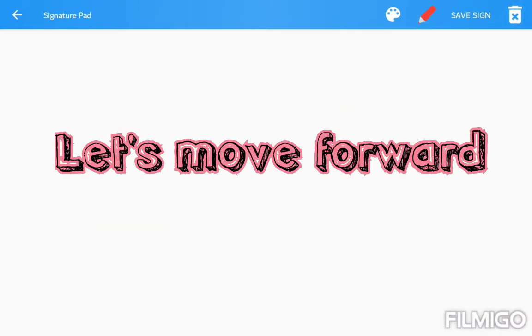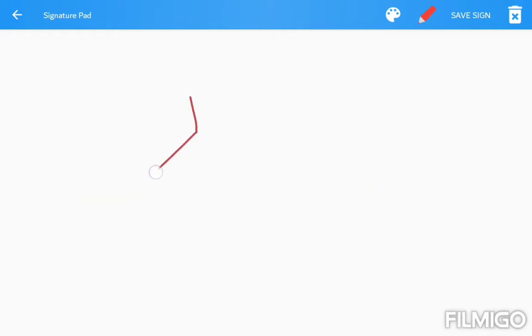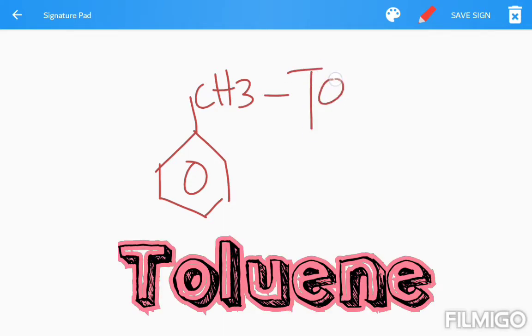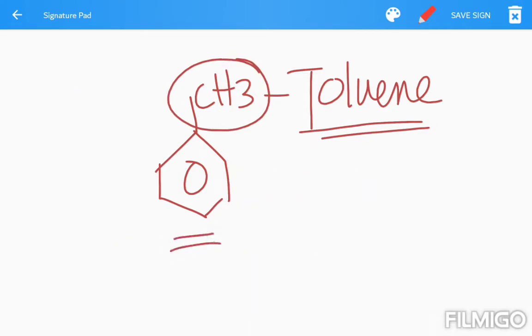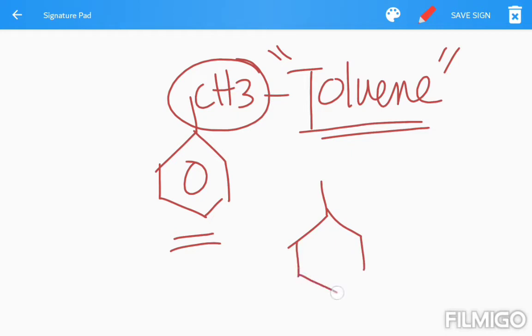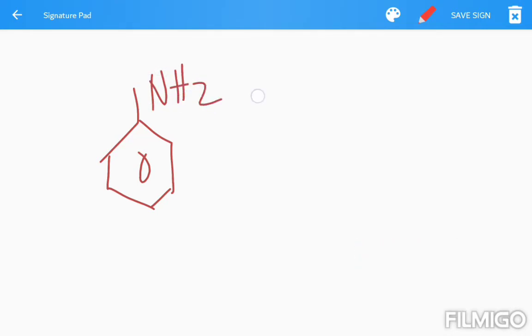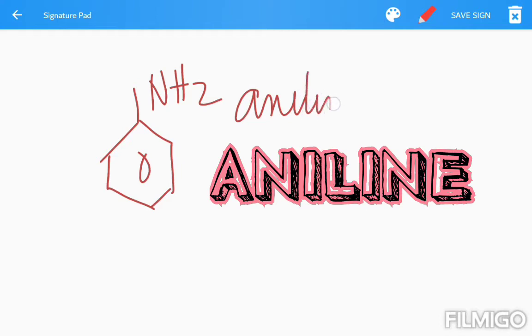Okay, let's move forward to some common names of derivatives of benzene. So if we have a benzene ring here with a CH3, it will give us a name of toluene. Remember, if there is a methyl attached to a benzene, it will give us a common name of toluene. And if we have a benzene ring here with an OH group, it will give us a name of phenol. For example, we have a benzene ring with NH2, it will simply give us a name of aniline.